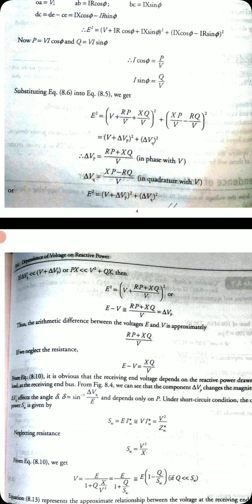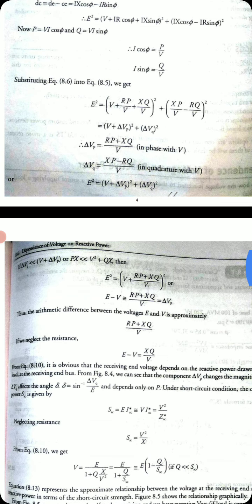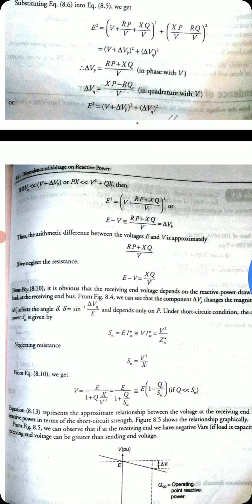So E square is equal to (V plus delta Vp) whole square plus (delta Vq) whole square. If delta Vq is very small compared to V plus delta Vp, and Px is very small compared to V square plus Qx, then we can write E square is equal to (V plus (Rp plus XQ)/V) whole square, or E minus V is equal to (Rp plus XQ)/V, which is nothing but delta Vp. So the arithmetic difference between the voltages E and V is approximately equal to (Rp plus XQ)/V. That is not exact, but approximate.